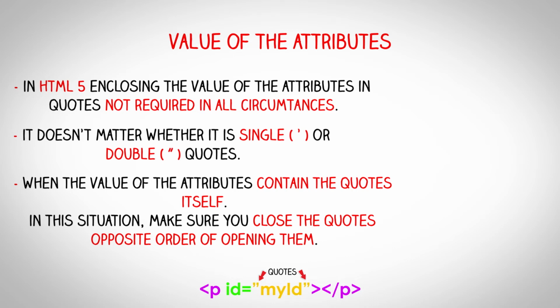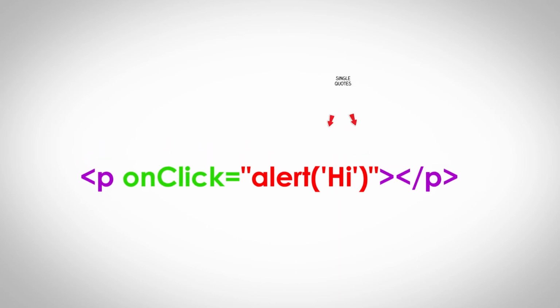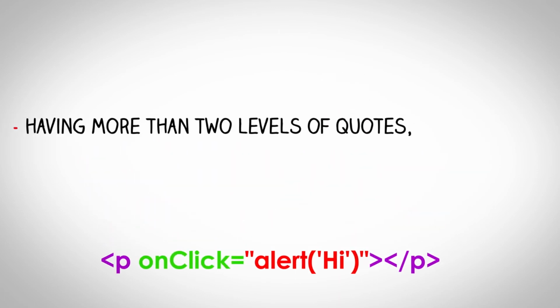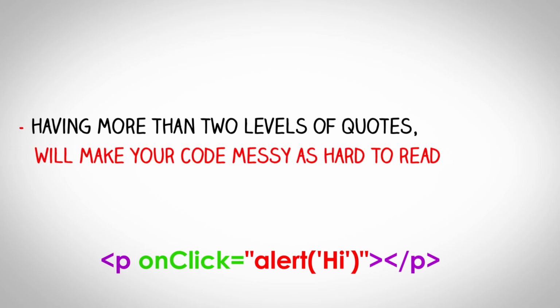In this type of situation, the only thing you have to watch out for is making sure you close the quotes in the opposite order of opening them. So, if the last quote was a single quote, it must be closed first. Which quotes you start with doesn't make any difference. You could start with double quotes as we have in the example here, or you could start with single quotes. You could also nest these as many times as you want as long as you close them, obviously, in the proper order. But in practice, it's very rare that you have to have more than two levels of quotes. Any more than that and your code just becomes messy and hard to read.